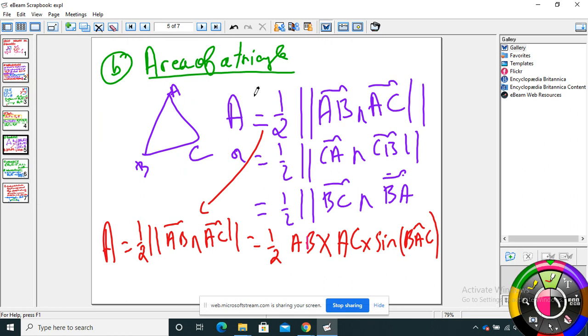How do we find the area of a triangle using the vector product? The area of a triangle, we have 3 formulas. Area is equal to half the magnitude of AB vector AC, or CA vector CB, or BA vector BC. And how are we going to calculate it? The half magnitude of AB vector AC is half the magnitude of AB times the magnitude of AC times the sine of the angle BAC.